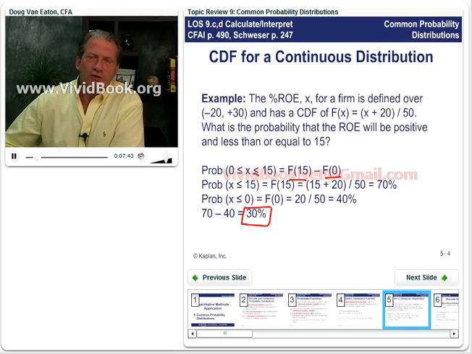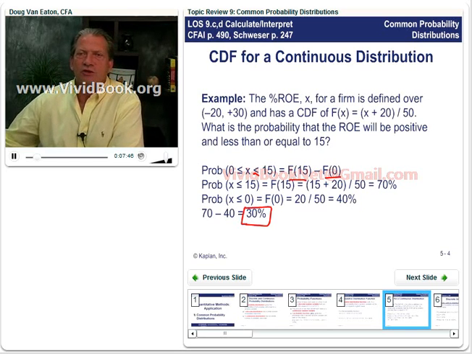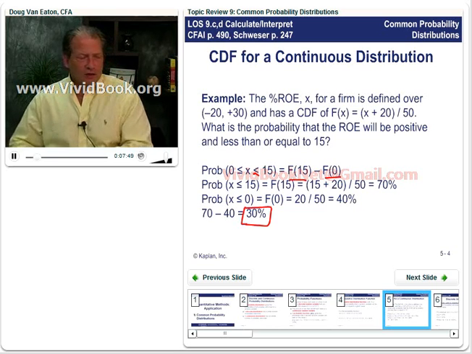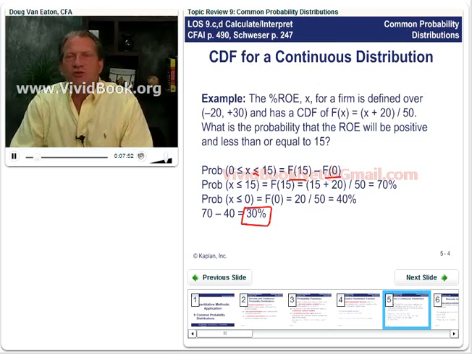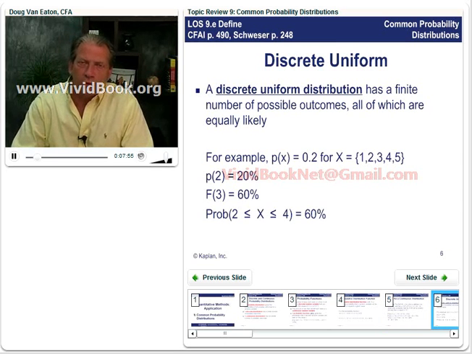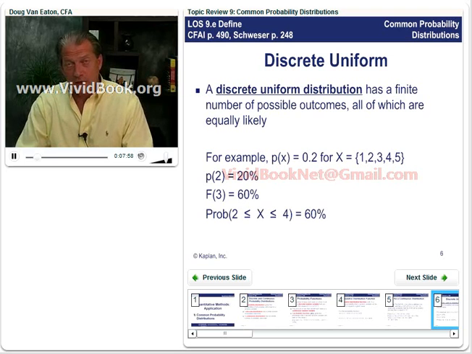So that's one way we can use a cumulative distribution function for a continuous distribution. Now let's define another type of distribution. This one's called a discrete uniform. It's very easy to remember. It's a discrete probability distribution, so there's a finite number of outcomes, and each one is equally likely. If we have 20 possible outcomes for a discrete uniform distribution, the probability of any one of them occurring is 1/20th or 5%. So if we take an example and say the probability of X is 0.2 for X equals 1, 2, 3, 4, 5, that works out because 20% times 5 is 100%.